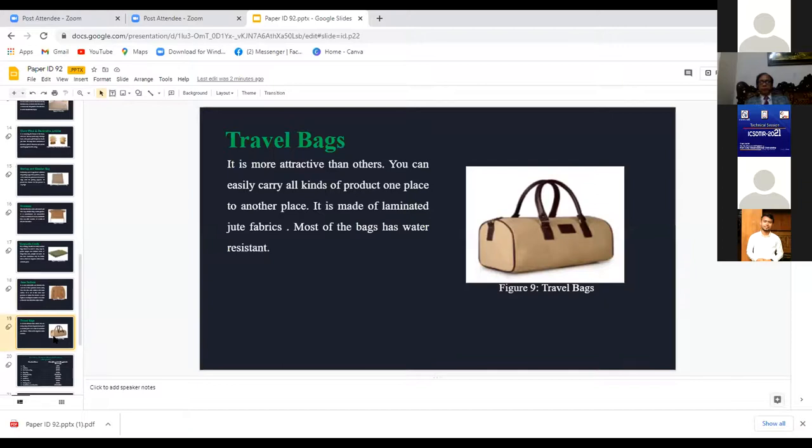And the travel bag. Travel bag, it is more attractive, and you can easily carry all kinds of products from one place to another place.